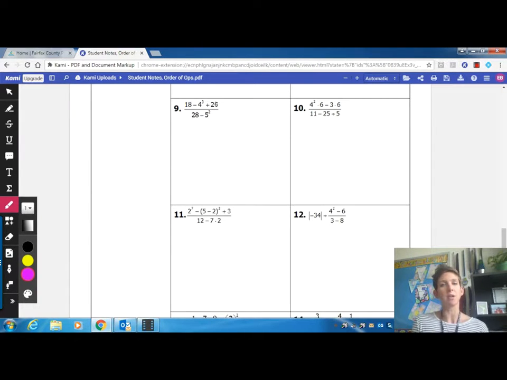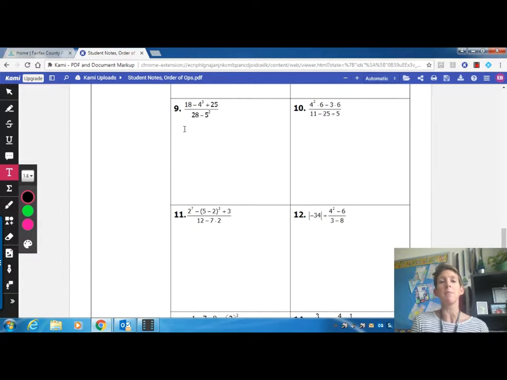When we have expressions like this, you're going to use the order of operations individually on the numerator and then on the denominator, and then you will finish by simplifying as much as you can. So let's take a look and see what that actually looks like as we're working.